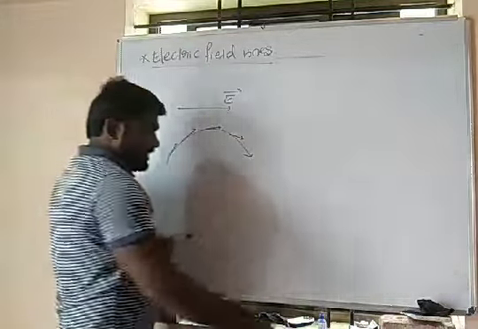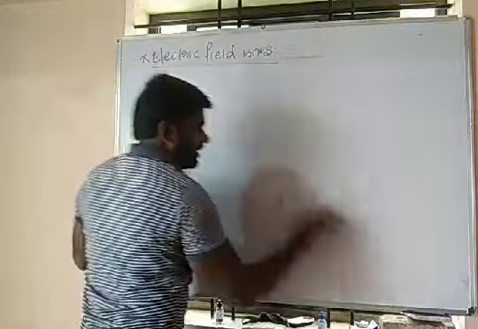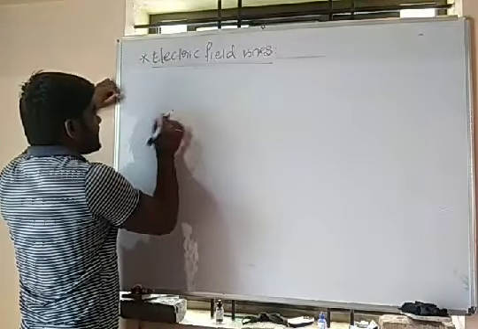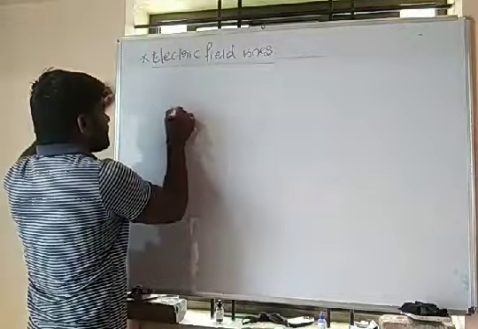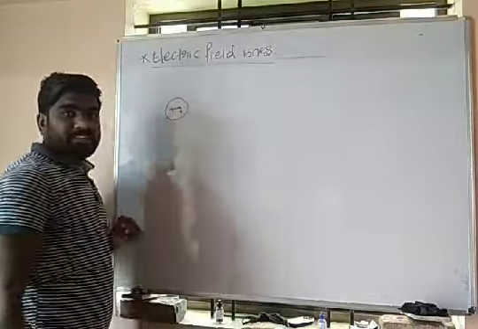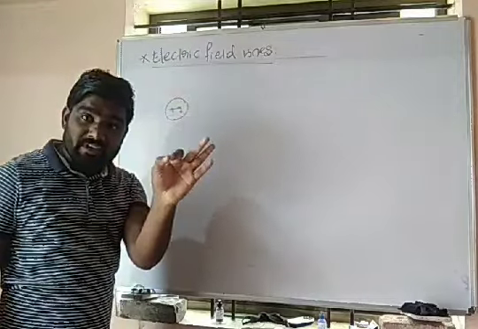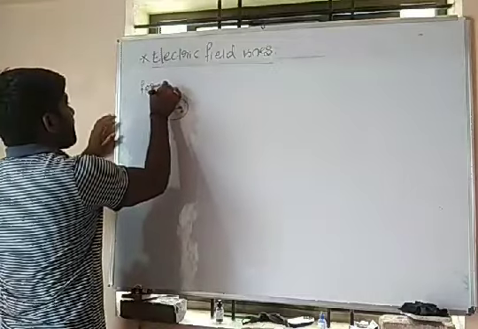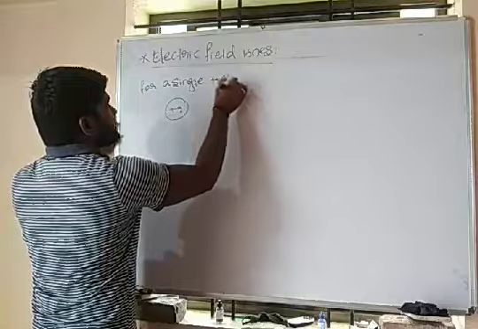Then, if there is only one point charge, a positive charge, how to draw? If here is a positive charge, suppose we draw like this. If there is a positive charge, the electric field lines are always radially outward for a single positive charge.